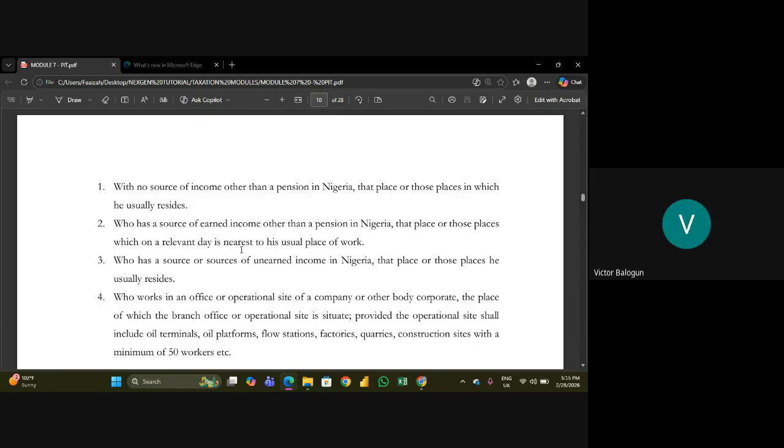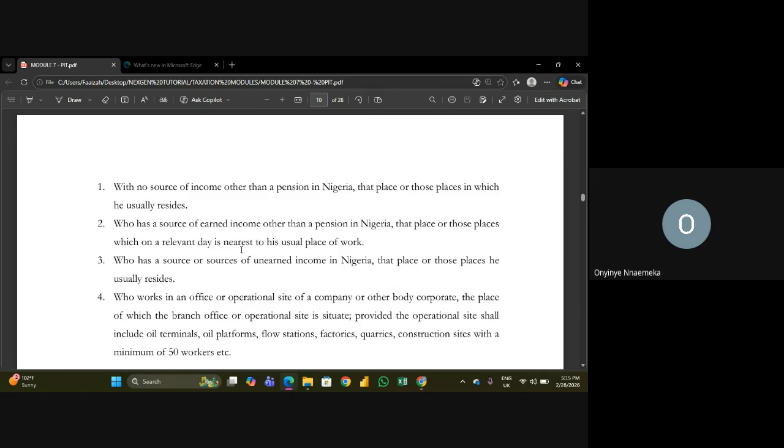More like income that he or she didn't work for, like gifts and benefits in kind. Okay. So any other opinion? All right. So guys, you tried, but you did not get it right.